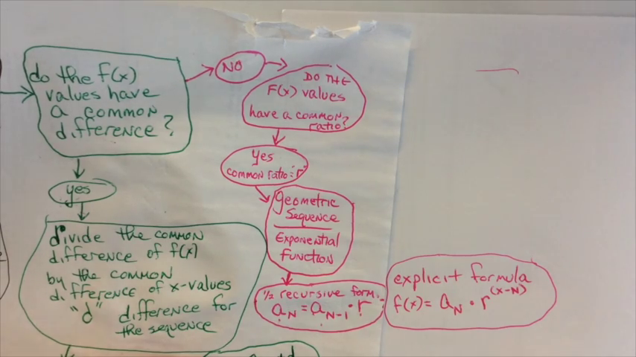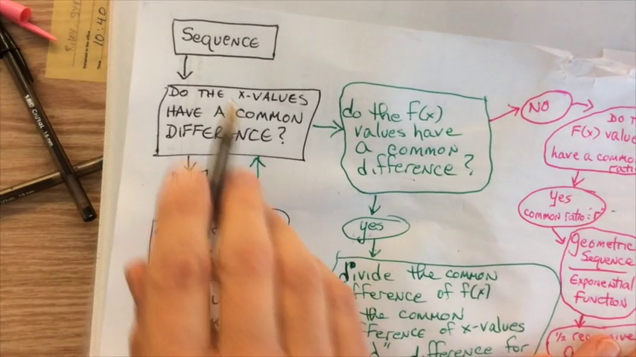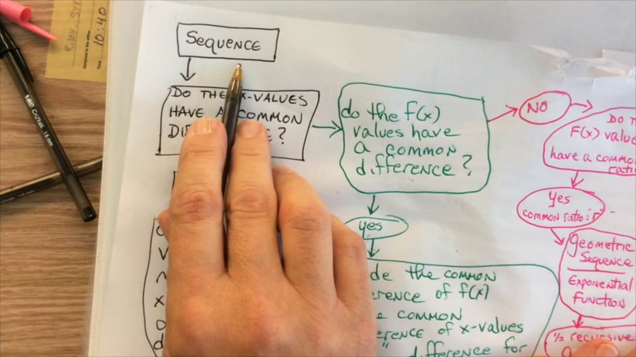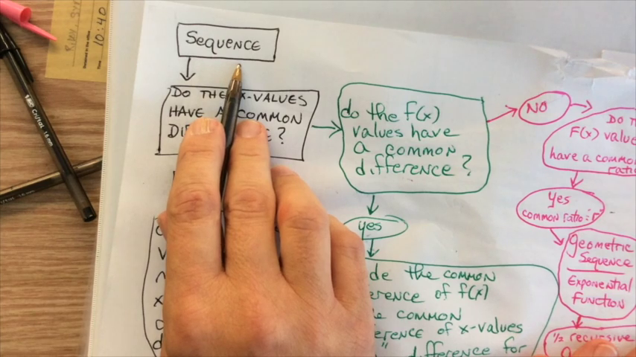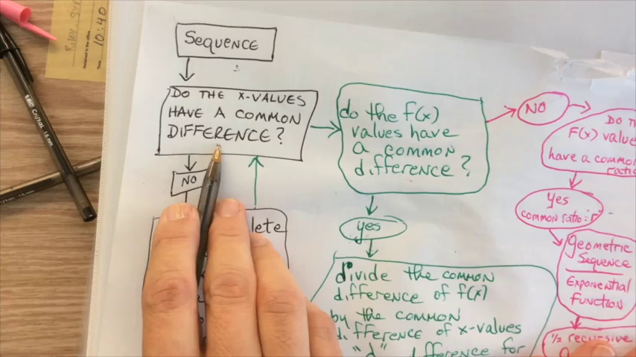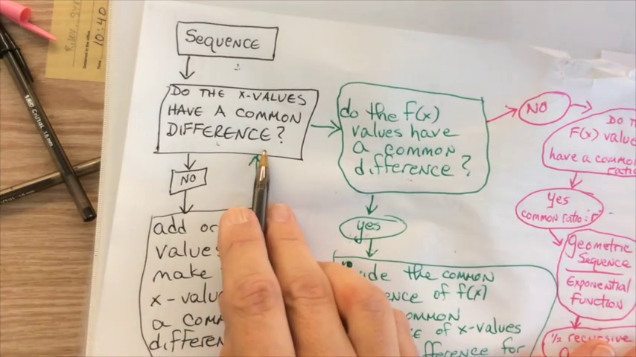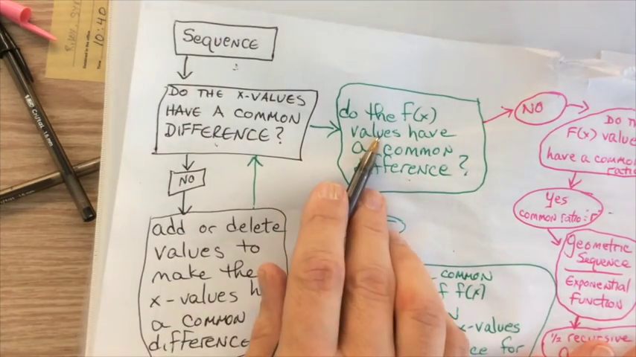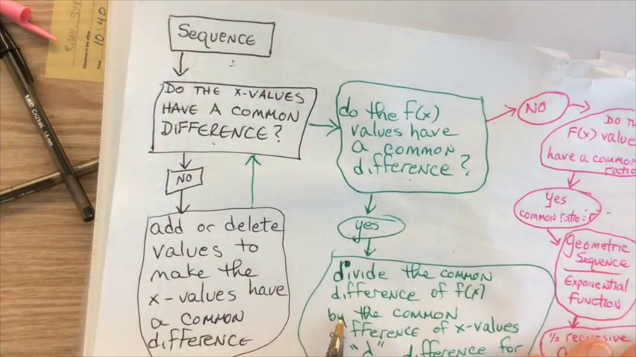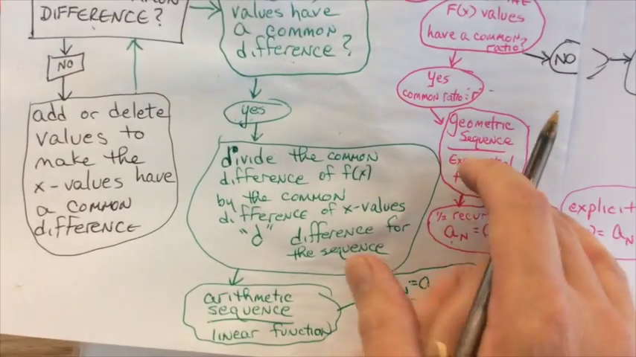And this is sort of the decision tree that we have created, starting with, well, okay, here's a sequence. What do I do first? Well, first check to see if the x values have a common difference. And if they don't, see if you can make them have one. Then, do the f of x values have a common difference? If they do, then it means you're going to have an arithmetic sequence.